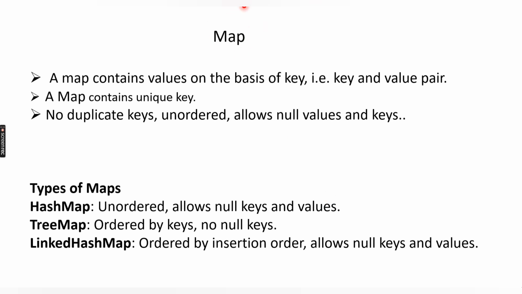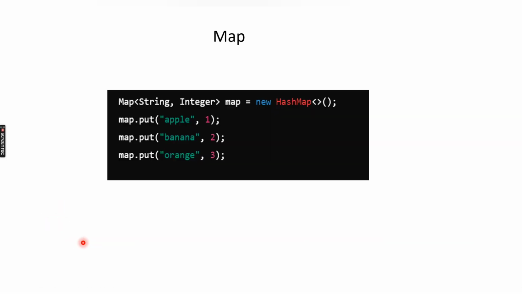So what were the properties of map interface? So map interface contains value on the basis of key and value pair. A map contains unique key. It means key cannot be duplicated, but values can be duplicated. No duplicate keys. Map interface is unordered and it allows null values and keys. And these are different classes that implement the map interface: HashMap, TreeMap, and LinkedHashMap.